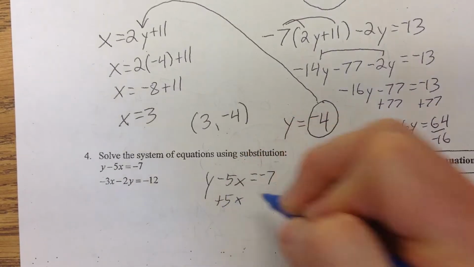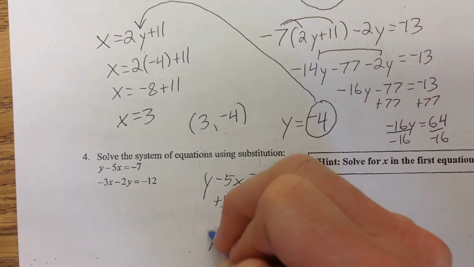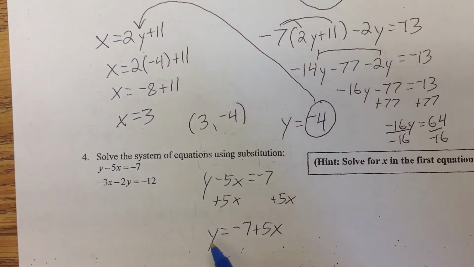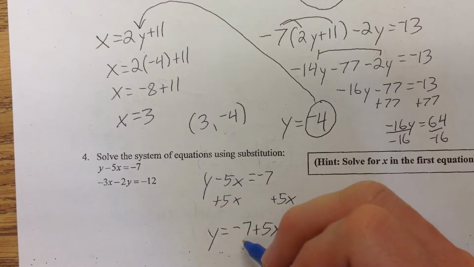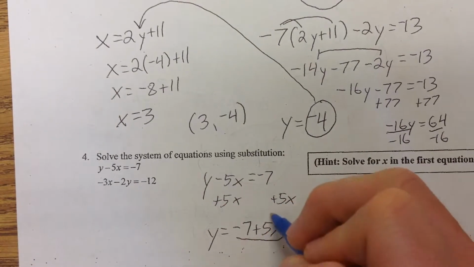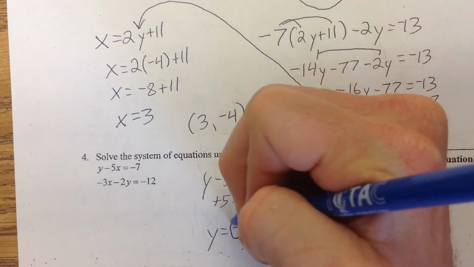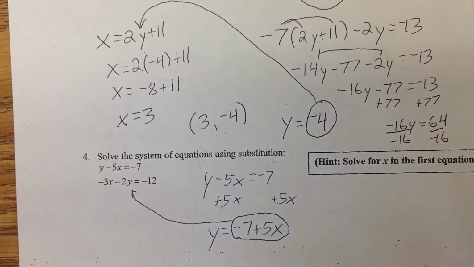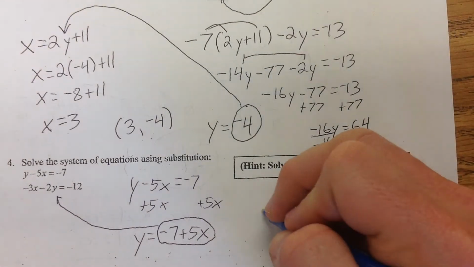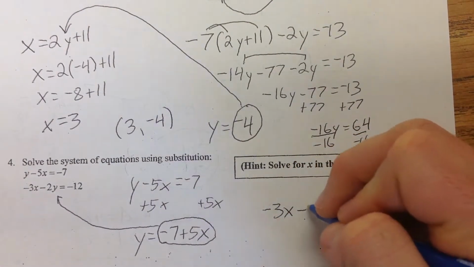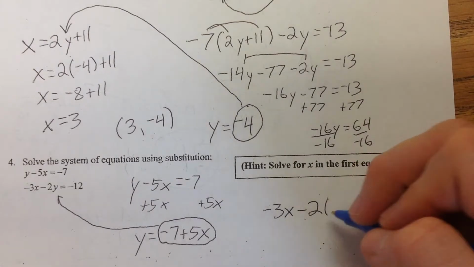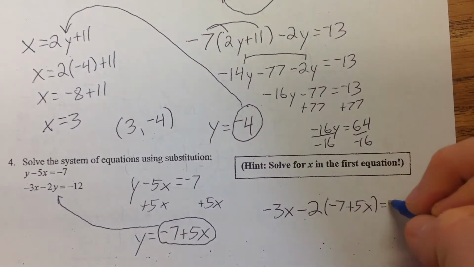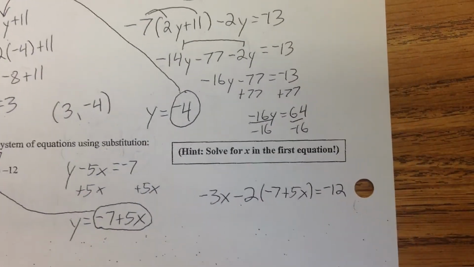We're going to add 5x to both sides. We're going to get y equals negative 7 plus 5x. And voila, I have a letter by itself, and I didn't have to do any division. So now I can take this, and I can plug it in for y down in our second equation. So when I rewrite that, it's going to be negative 3x minus 2, and then instead of the y, I'm plugging in the negative 7 plus 5x equals negative 12.